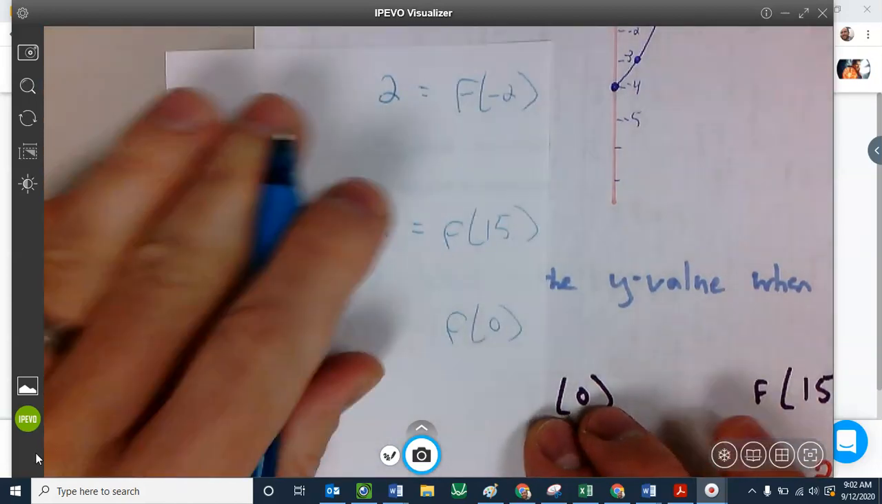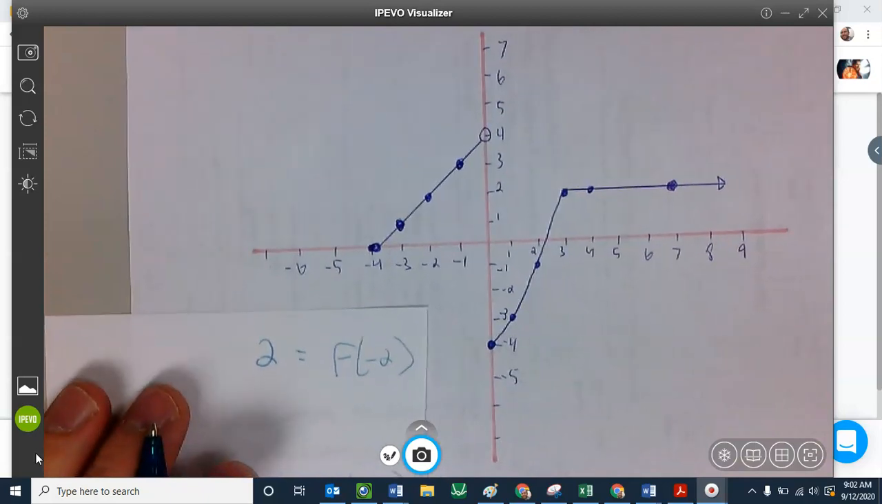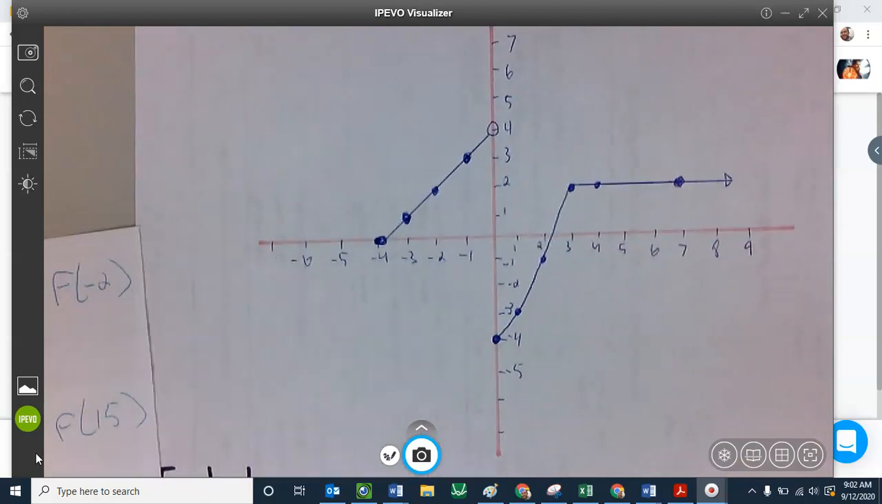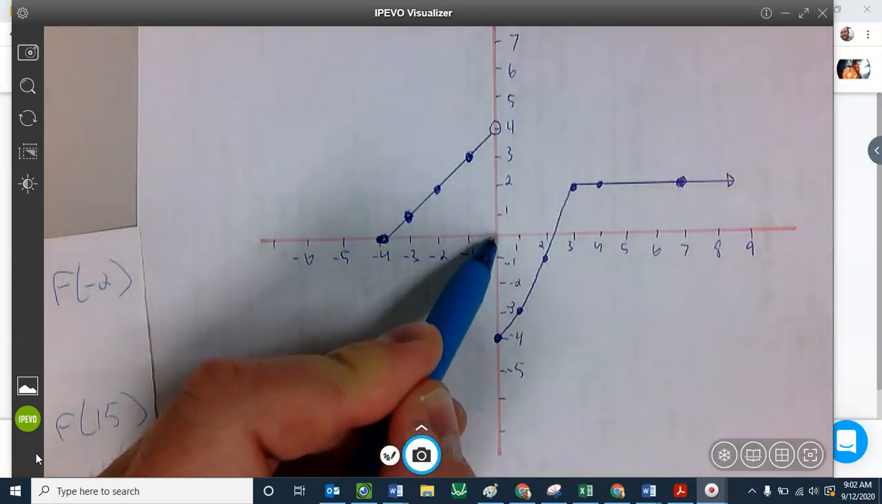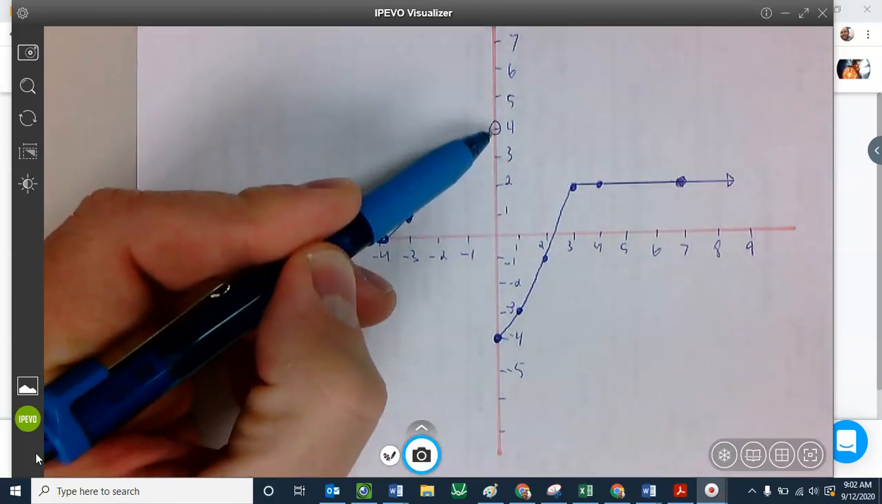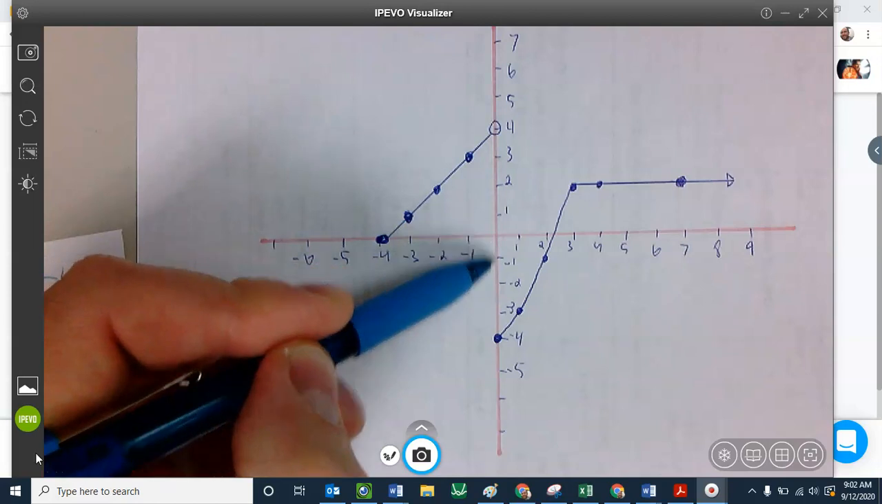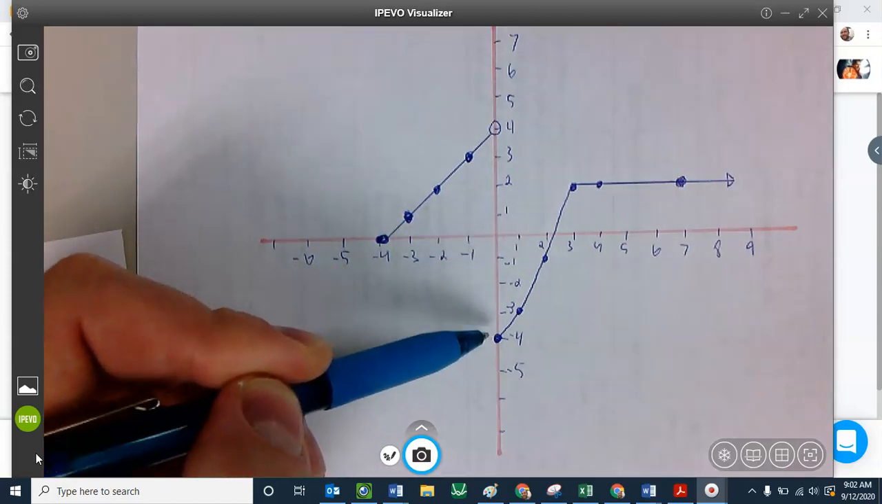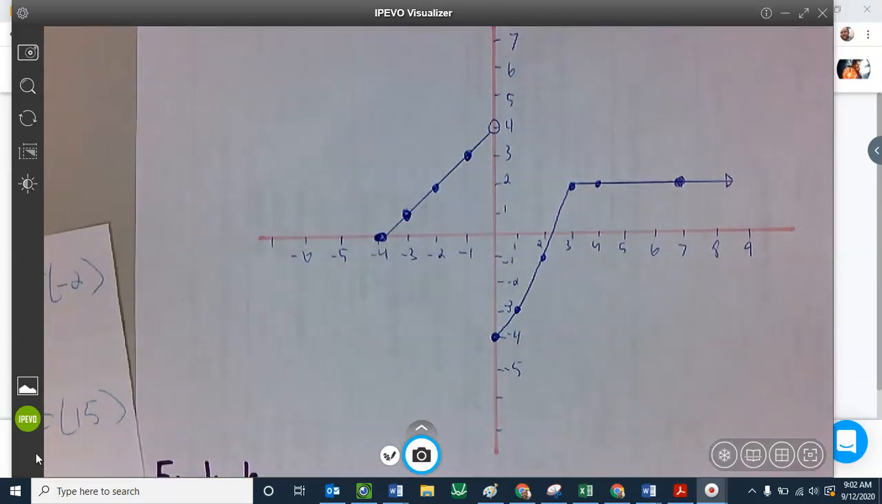Okay. The last one I asked for, the trickiest one I guess, is f of 0. F of 0 says go to where the x coordinate is 0. Well, that's right here at the origin. And then we'd have to count to where our graph is. But that's kind of tricky, right? We could go up to 4 and get to this one. Or we could go down to negative 4 and go to this one.